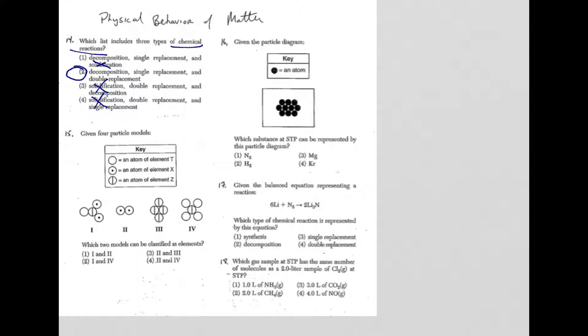Okay, if you take a look at 15 and 16, what you're looking at are particle diagrams or particle models. What's happening now on the Regents exams is circles and dots and filled-in circles, etc., are being used to represent either individual atoms or combined to represent compounds. So let's take a quick look at question 15. It says, which two models can be classified as elements? So an element would mean that you only have one type of atom.